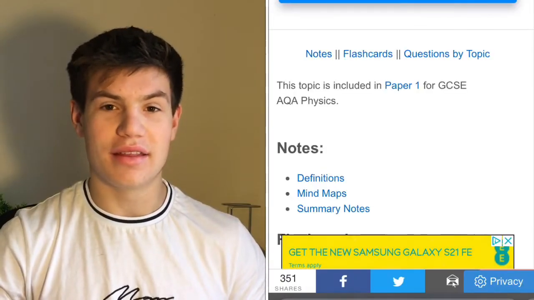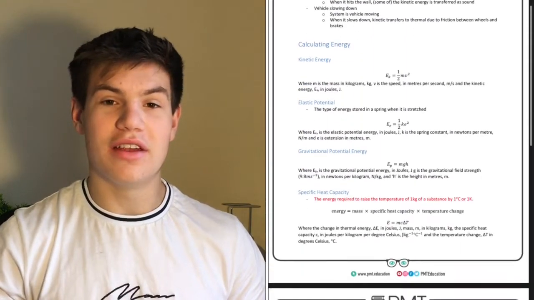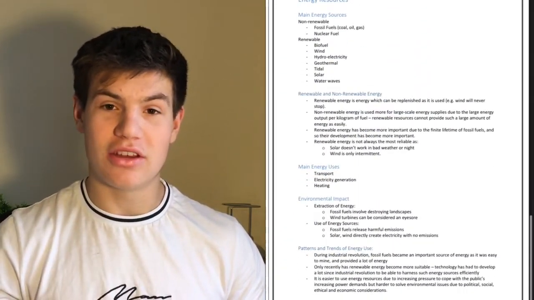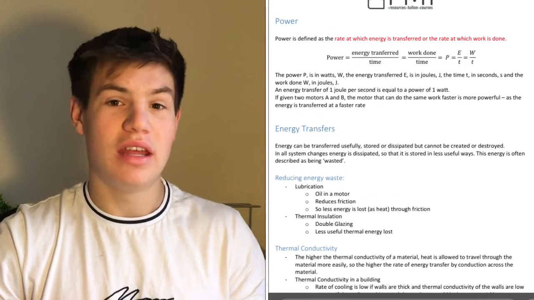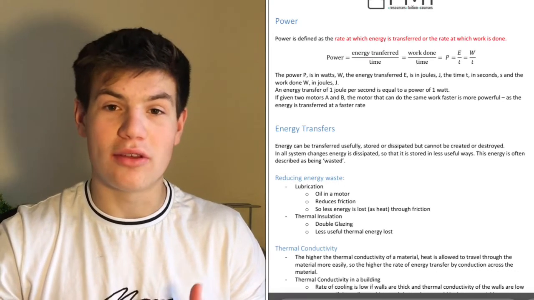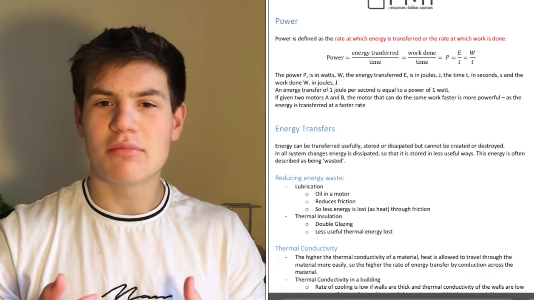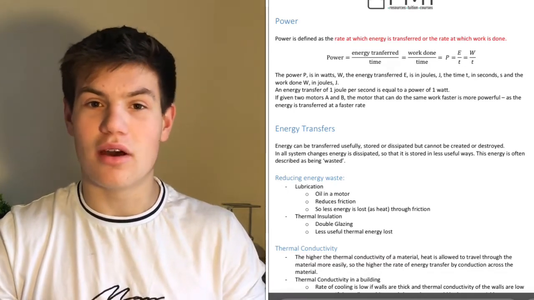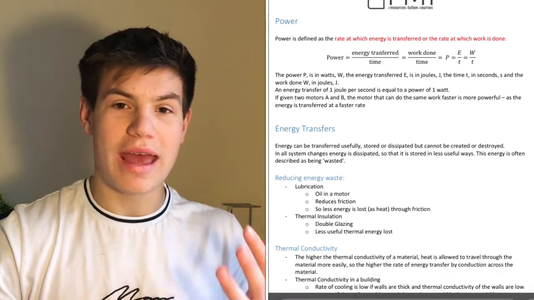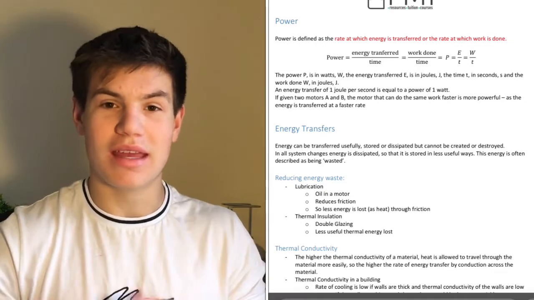Swiftly moving on, we have the summary notes, and as it says on the tin, these basically summarise everything you need to know for that topic. So it gives the definitions, equations, explanations and examples for each subtopic in this big topic. So as you can see here, for the power section, it gives you the definition and then the 2 equations you need to know for power. Then it gives a brief explanation of what the equations mean, and then at the bottom it gives you an example of why motor A would be more powerful than motor B in this case.